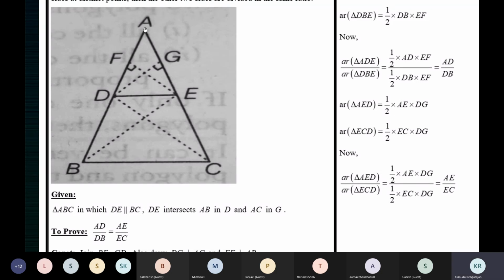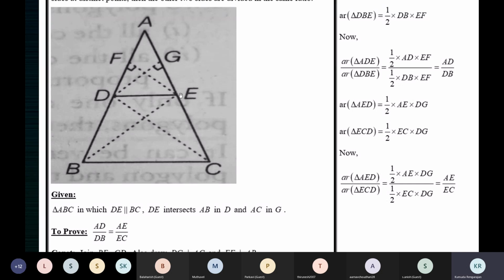If you look at this, when you join BE, children, can you see triangle AEB being formed? Triangle AEB is formed. So you're dropping the altitude from this vertex E on the opposite side AB. There's only one altitude from E. So let EF be perpendicular. Draw EF perpendicular to AB. That means EF is an altitude from E on AB.